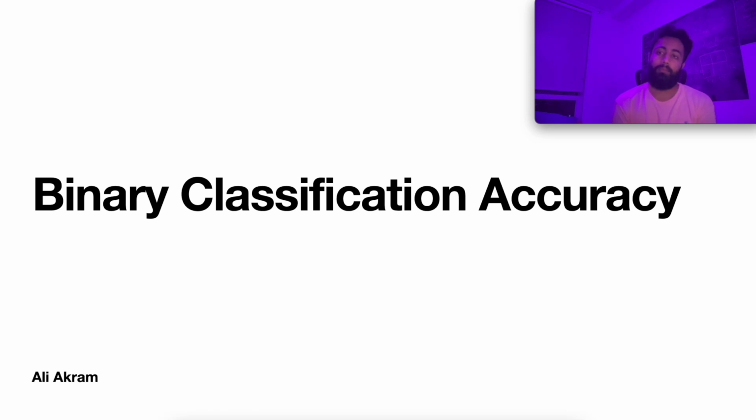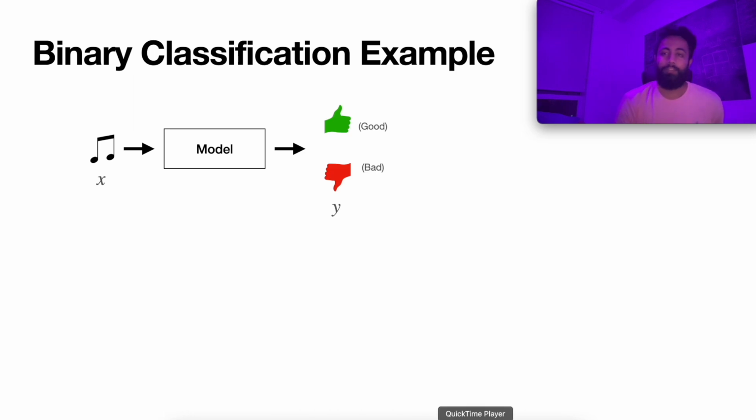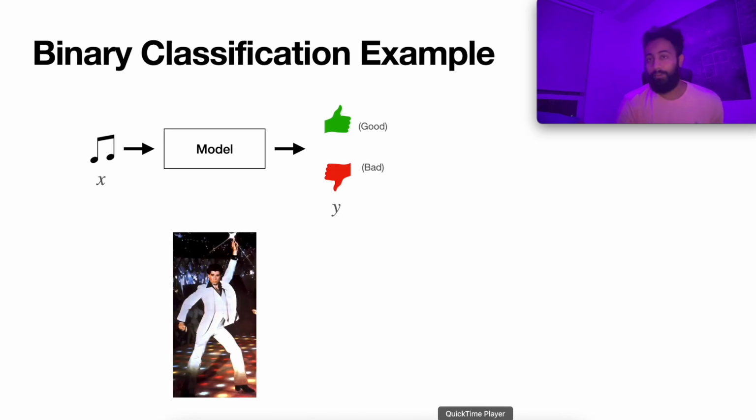Today we're going to take a look at how to measure the accuracy of a binary classification model. Let's take a look at an example. Let's suppose we're working for a music streaming service and are tasked with predicting whether a song would be a good recommendation. We think we're smart, so we build a logistic regression model.